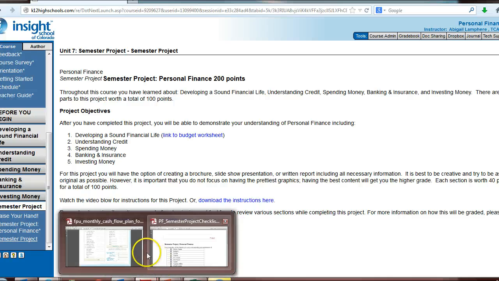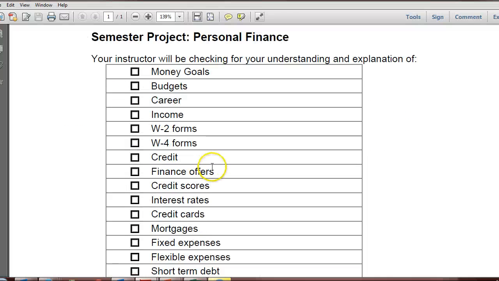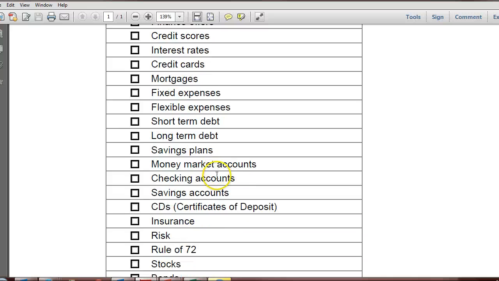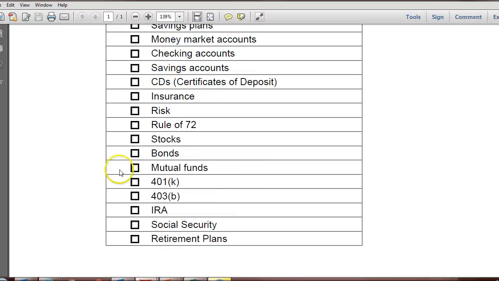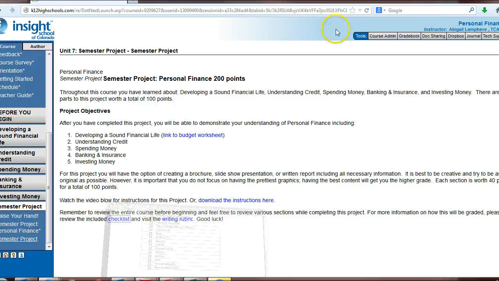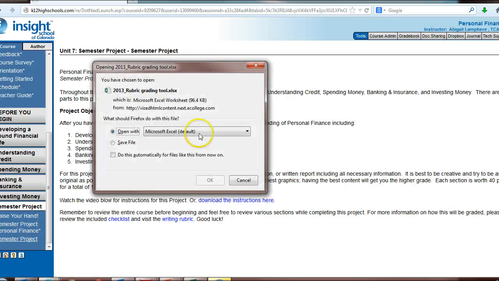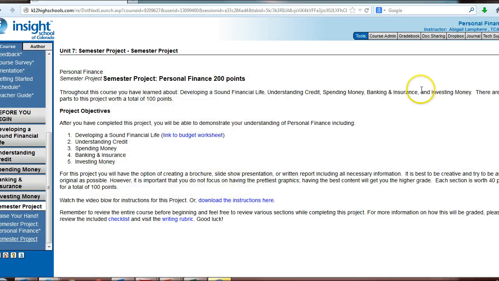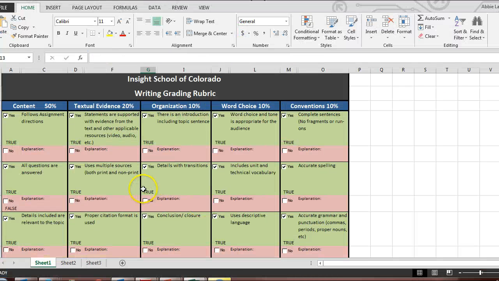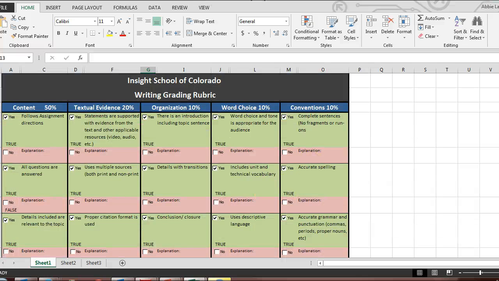Oops, I didn't mean to click on that. The checklist for what I will be looking for when I'm grading your project. I want to see that you at least touched on most of these things and demonstrate your understanding. And then also the writing rubric. So this is what I'm going to use also to grade your overall writing of the project. I'm going to be looking for proper spelling, proper sentence structure, paragraphs, organization, all that good stuff. So this is how your assignment will be graded.